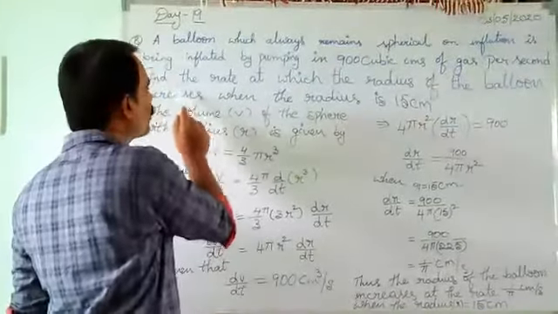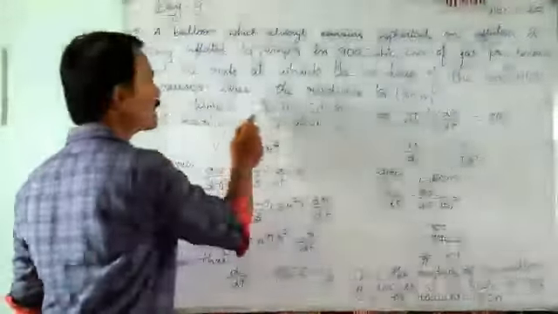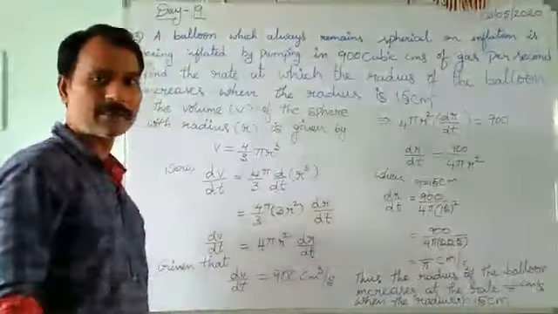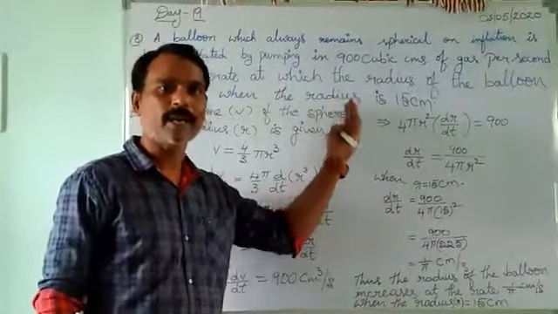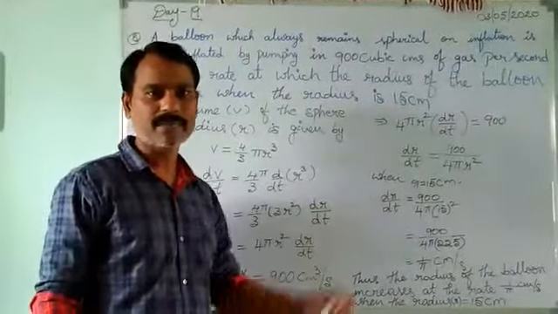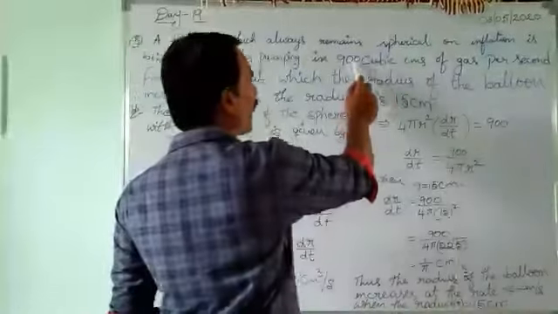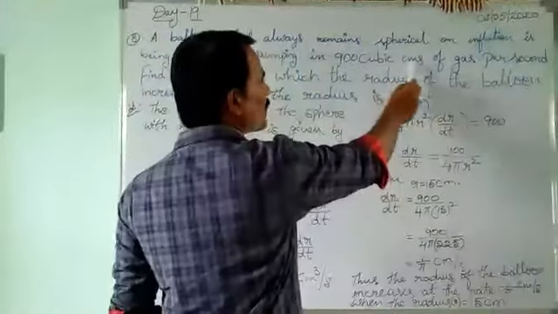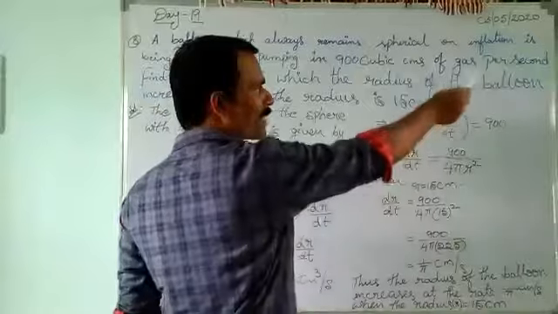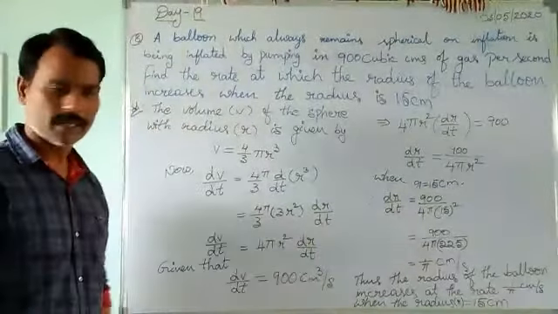What is he asking, what are we going to find? Find the rate at which the radius of the balloon increases when the radius is 15 centimeters. He is asking for the change in radius. Change in radius means dr by dt. What is given in this problem? 900 cubic centimeters of gas per second. Cubic centimeter indicates volume, per second means time. So by that he has given dV by dt.